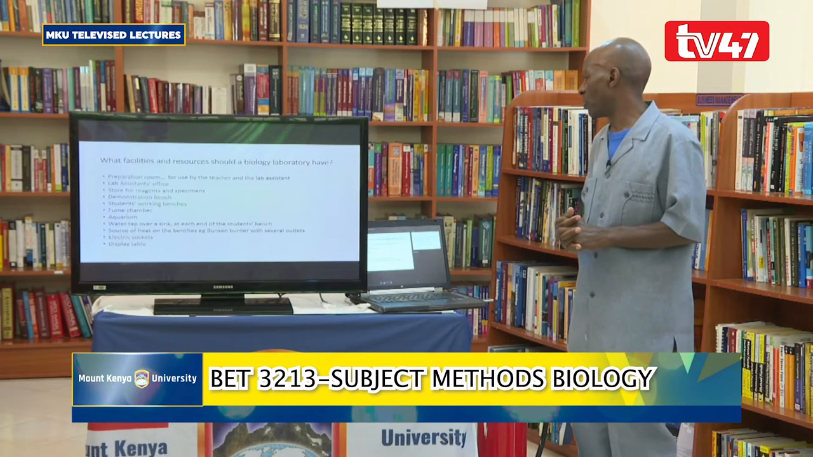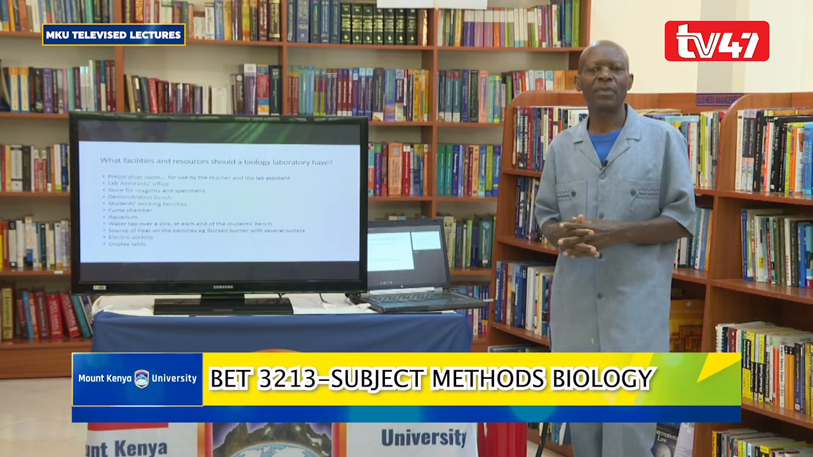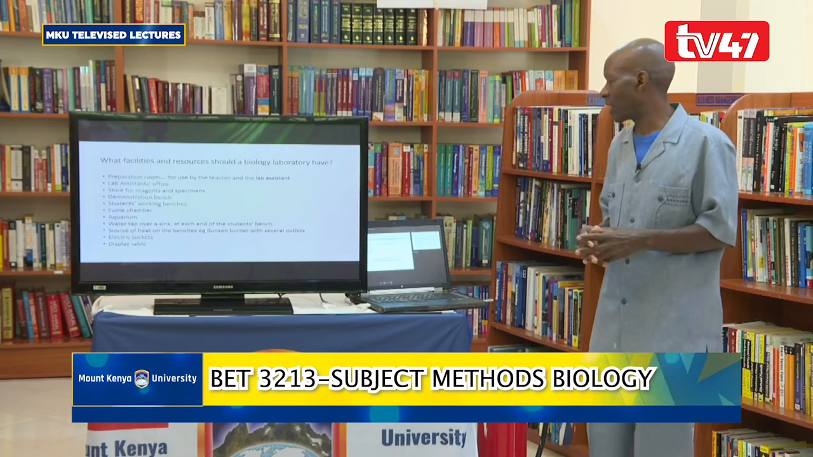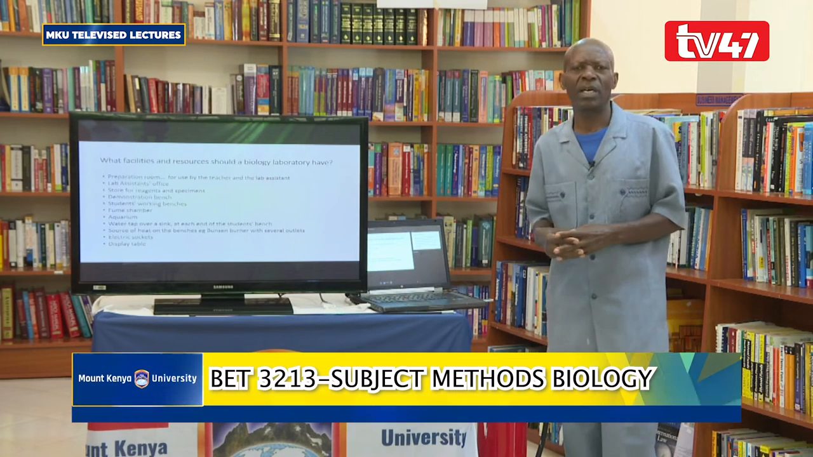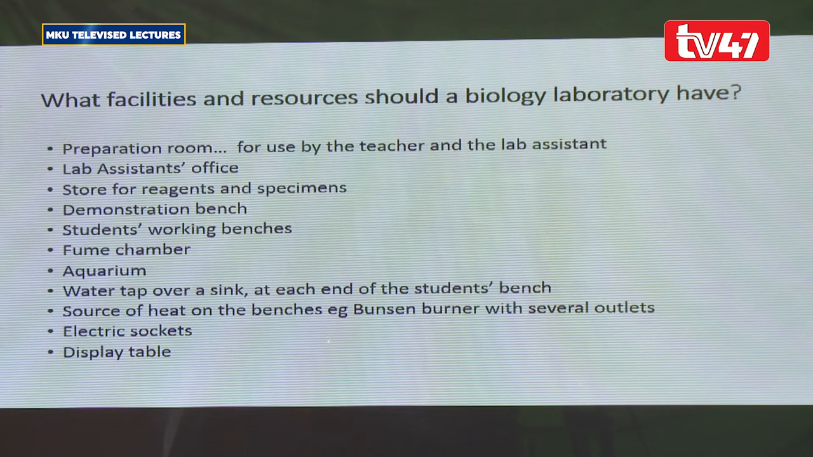We also need a source of heat on the benches for those experiments involving heating, and therefore we have the Bunsen burner and several outlets out of that burner. We also need electric sockets. There are some of the equipment in biology that need to be plugged in for power. And lastly, we also need a display table at the back.